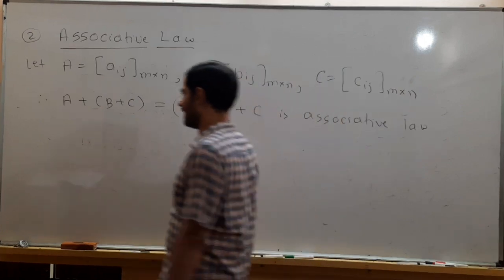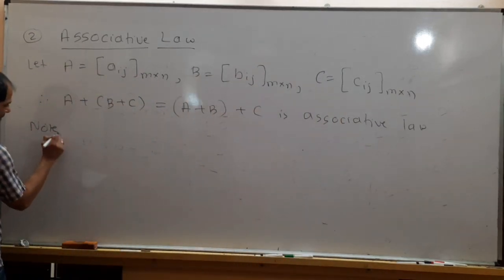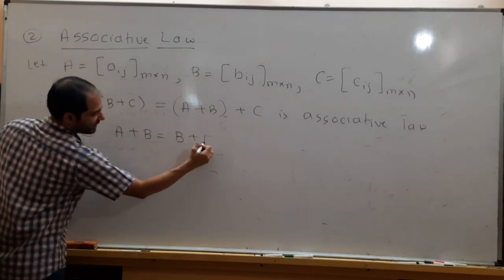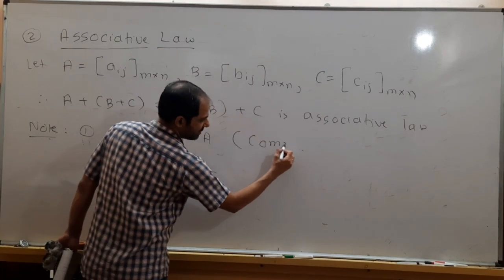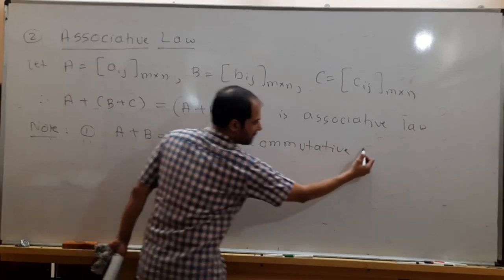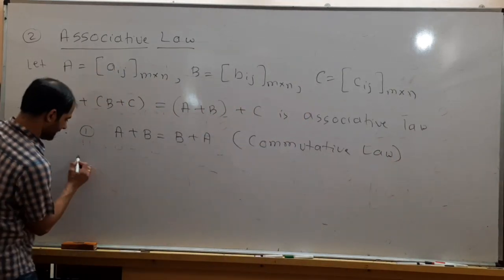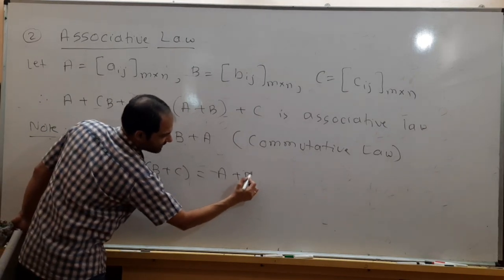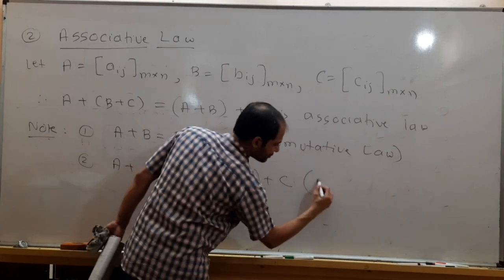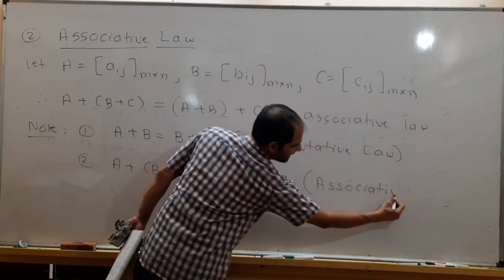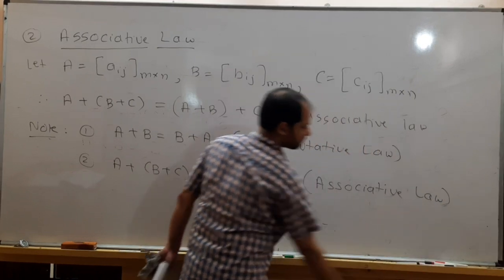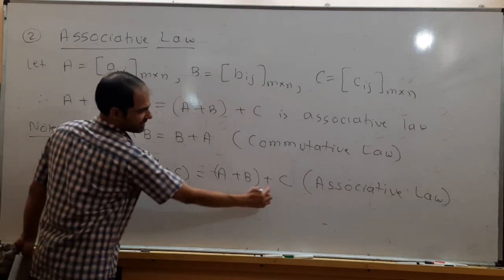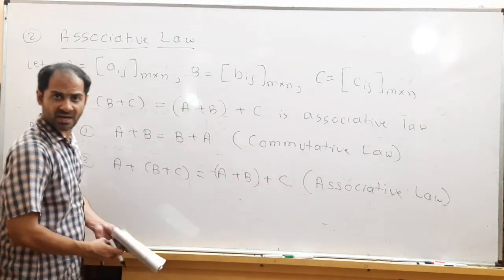What I will do is directly write a note. First, A plus B is equal to B plus A, commutative law. And the second point is (A plus B) plus C is equal to A plus (B plus C), the associative law. Simple. This is all you have to remember. Not tough. A plus B is equal to B plus A, commutative law. (A plus B) plus C is A plus (B plus C), associative law. I hope I'm clear.